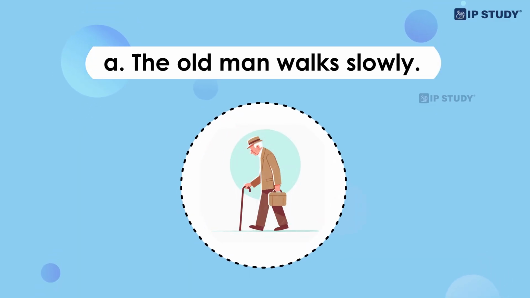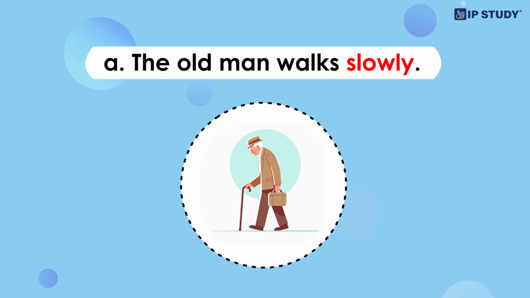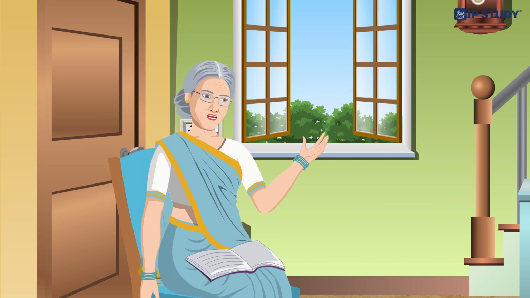For example, the old man walks slowly. Here, the adverb slowly is used for the verb walk. It tells us how the old man walks.